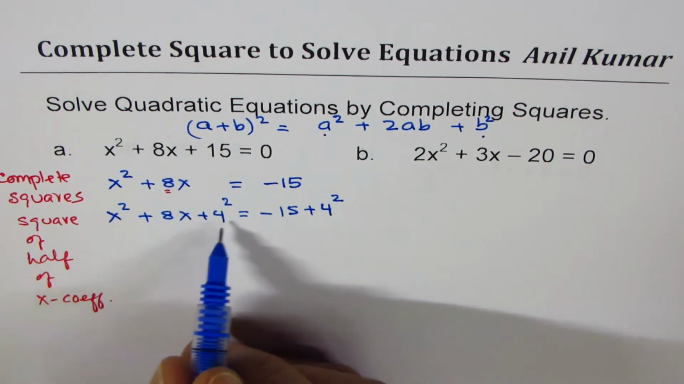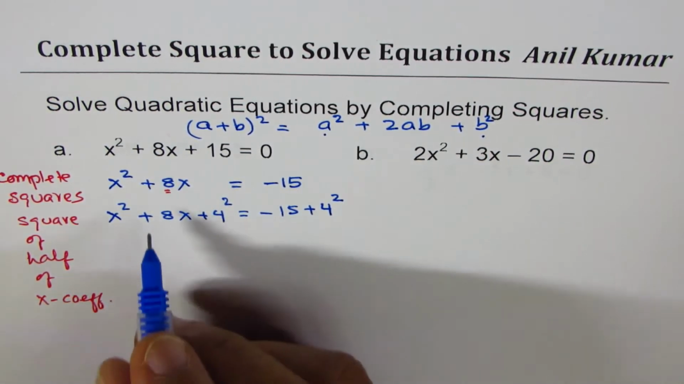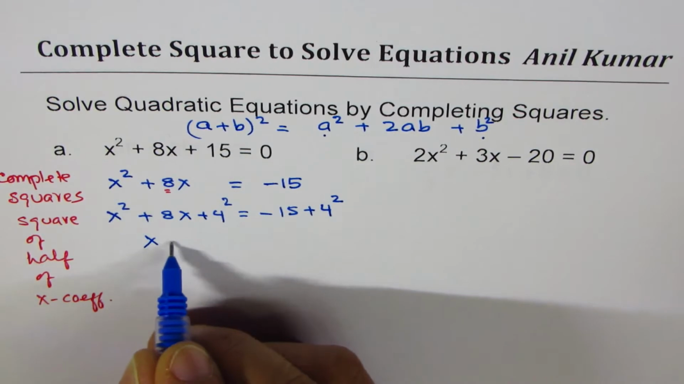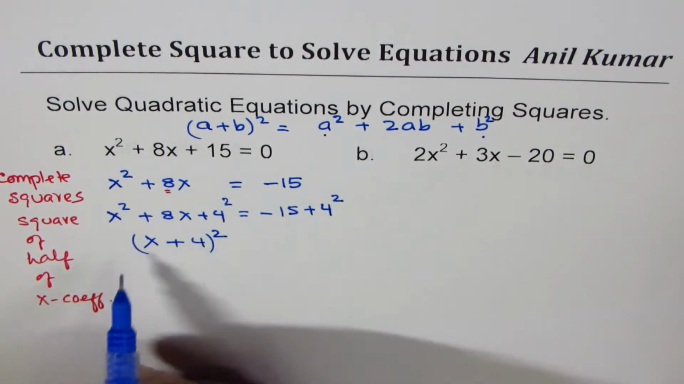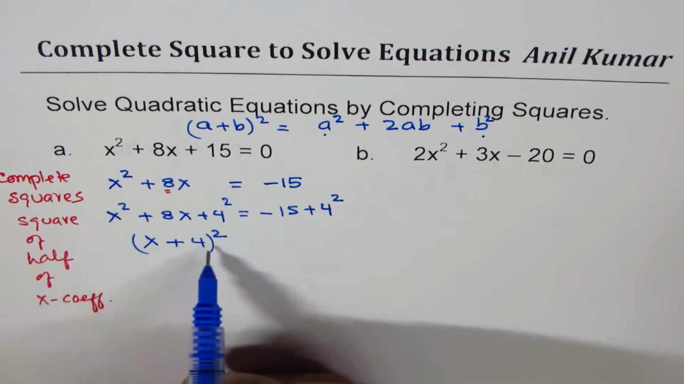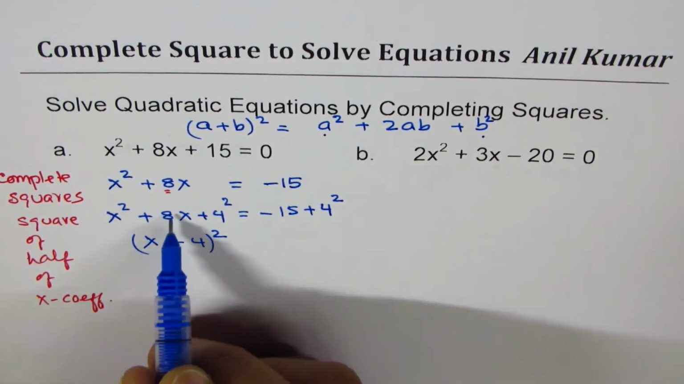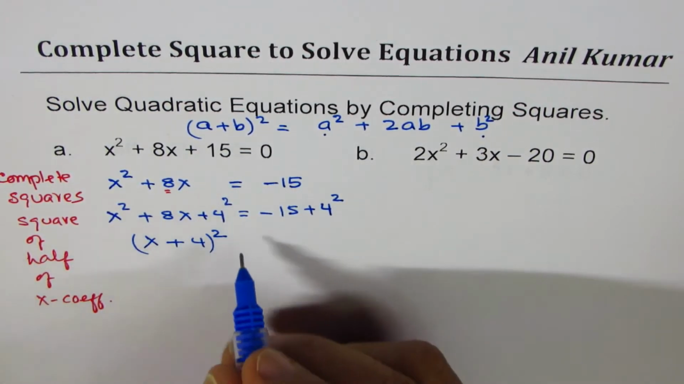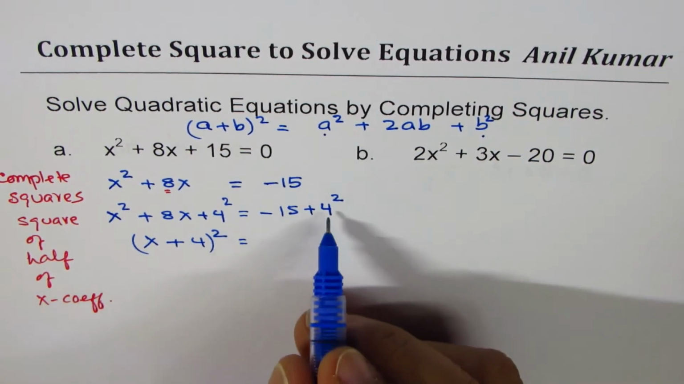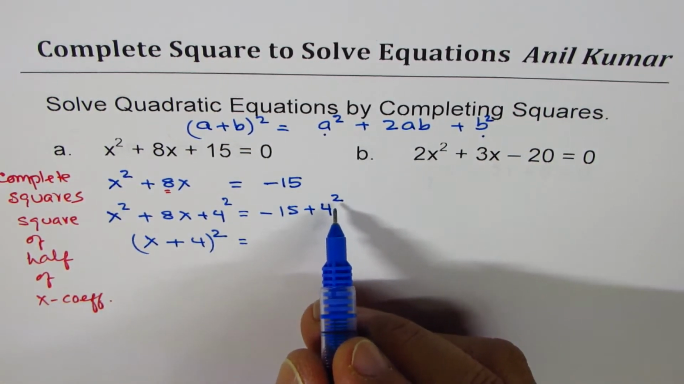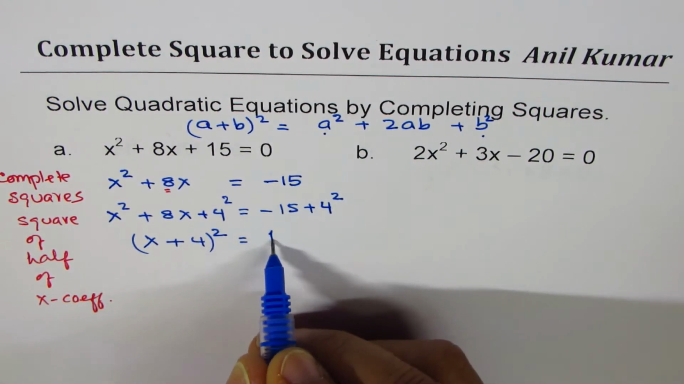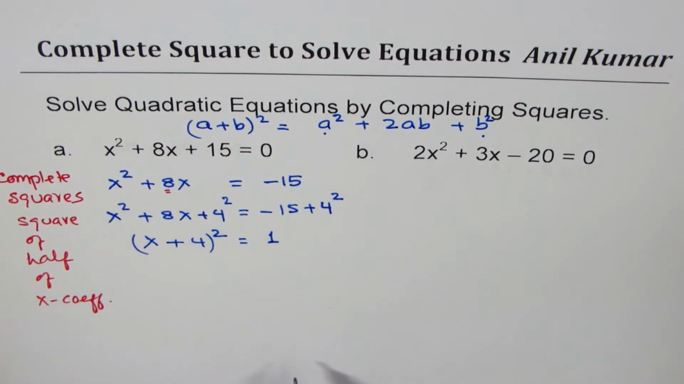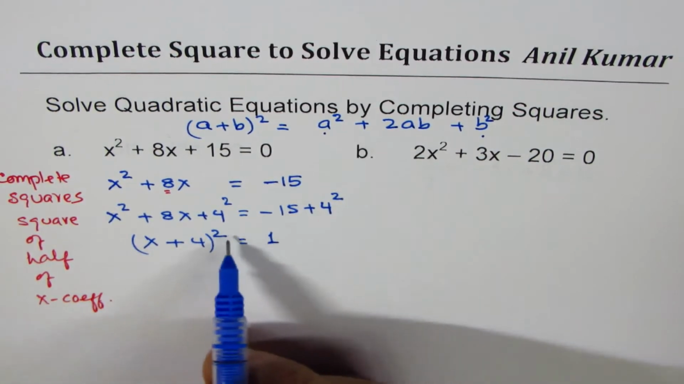Now this makes this trinomial a perfect square, and I can write this as x plus 4 whole squared. So if you expand, you get x squared plus 2ab. 2 times 4 is 8, 8x, and then 4 squared, right? On the other side, 4 squared is 16, correct? So I could write 16 minus 15 as 1. Now we'll take the square root of both sides.